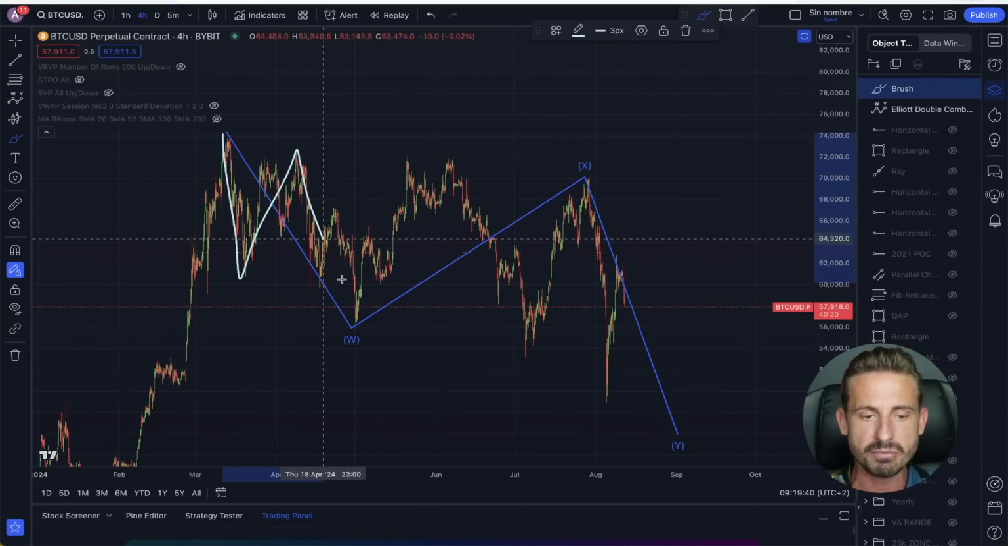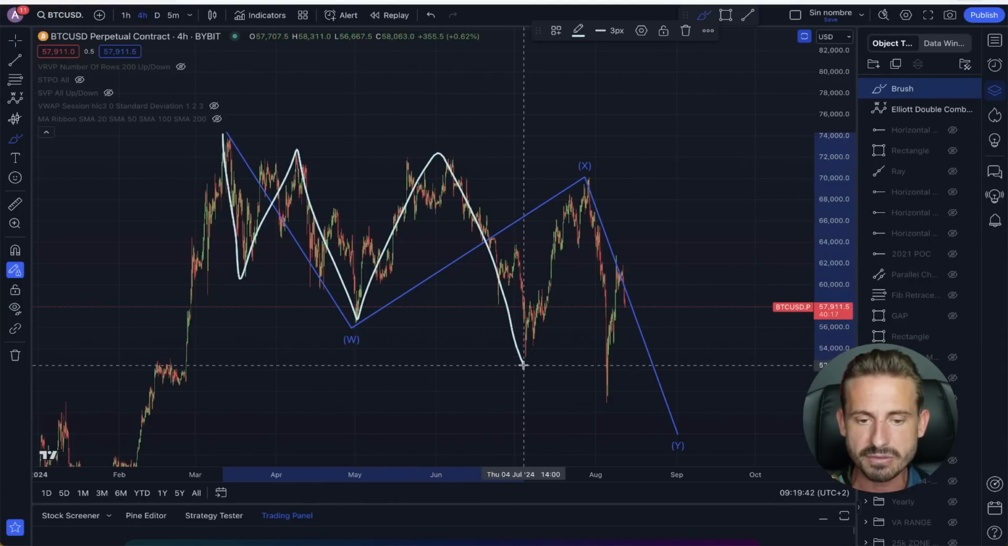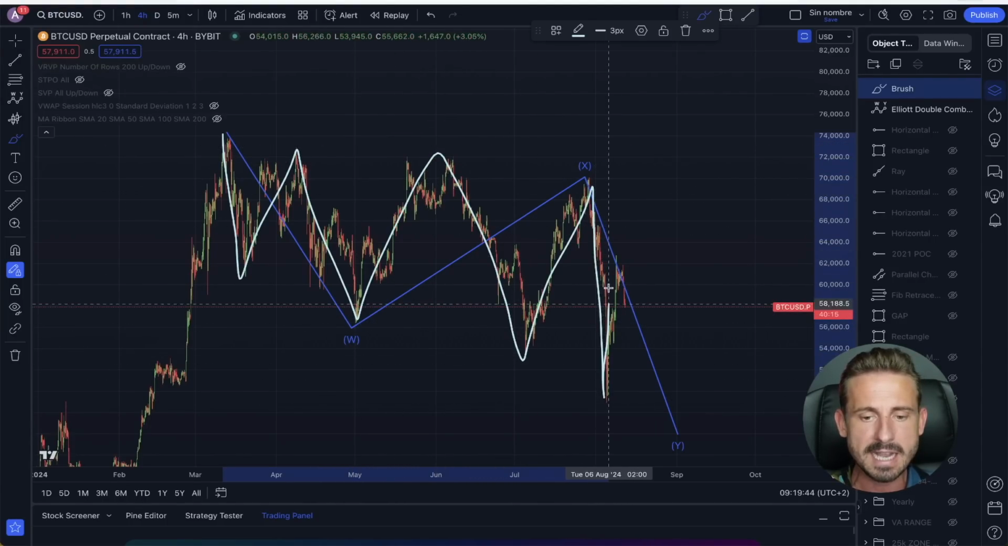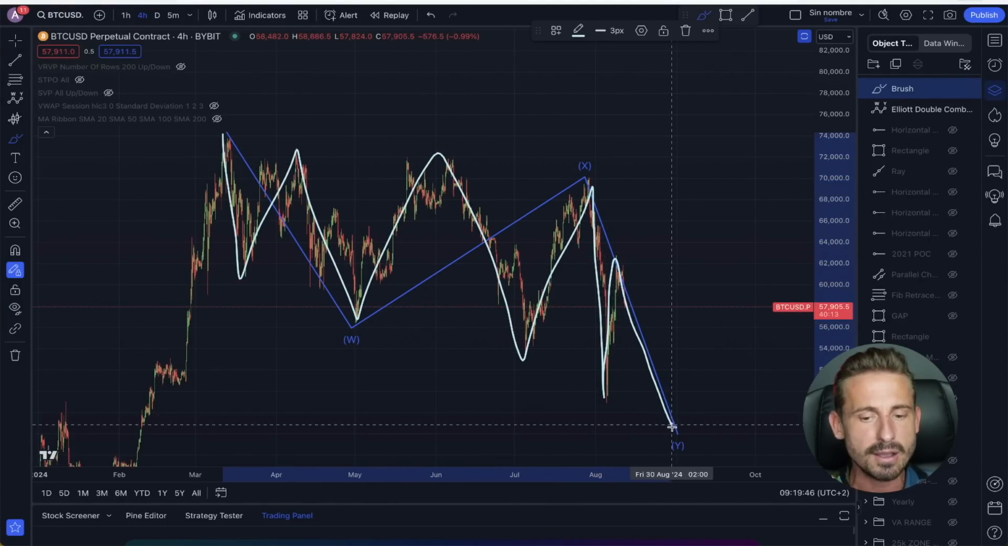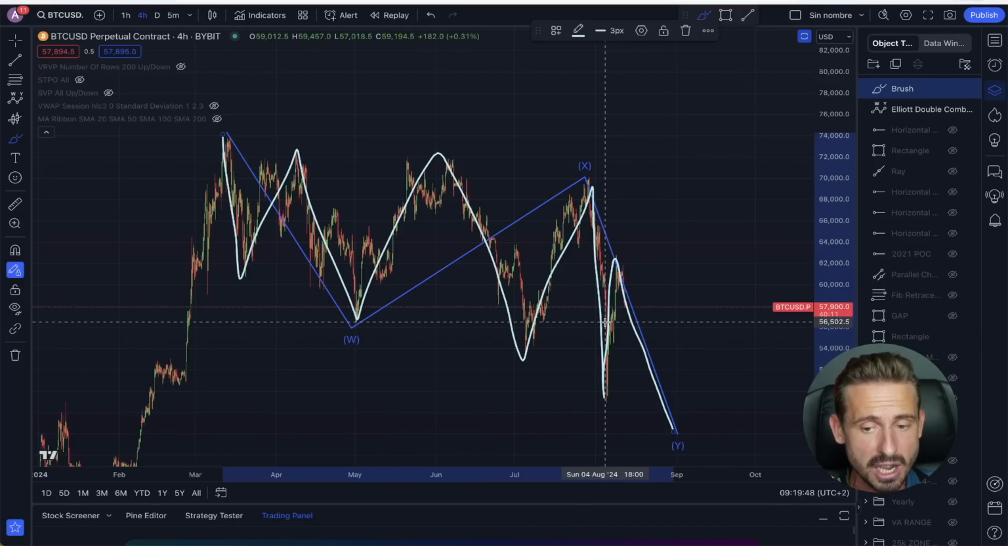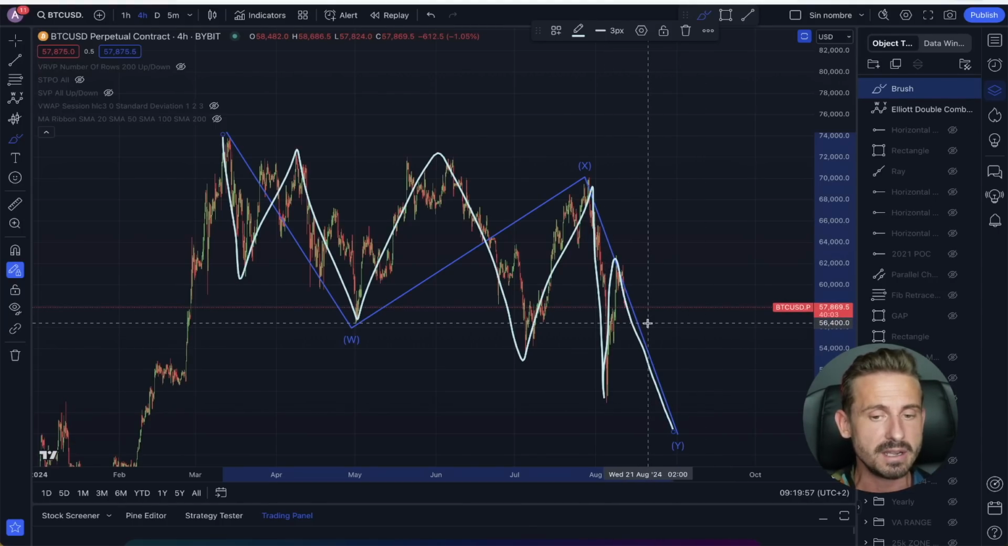WXY structures are formed by three-wave structures. You got three waves right over here, you got three waves right over here, and now potentially we are forming the last third wave down. That is if we are going to start losing $57,000, $56,000 with a huge amount of power, okay? That is very much a possibility, guys.